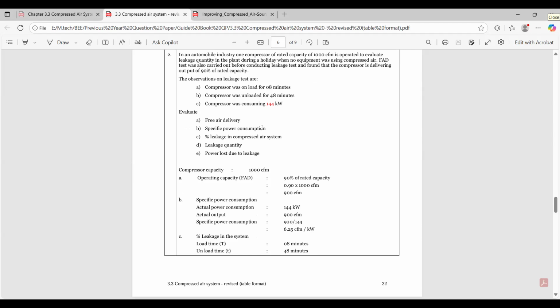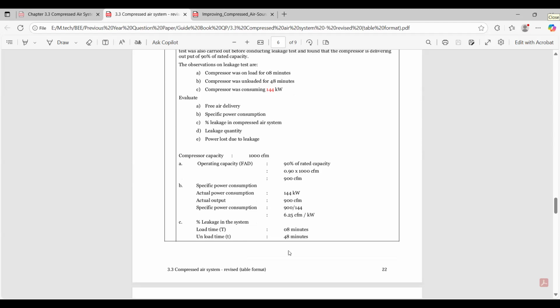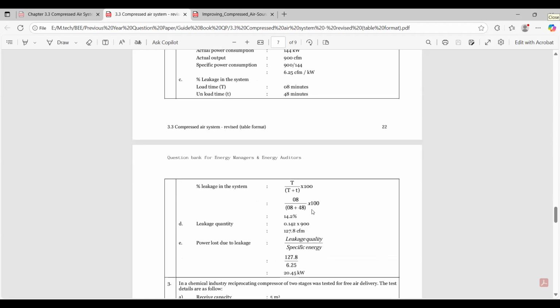Then they have asked us to calculate percentage leakage. They have given 8 minute load timing and 48 minute unload timing. So percentage leakage is T by (T plus t) into 100: 8 divided by (8 plus 48), which is 56, into 100. Around 14.2% is leakage. Quantity of leakage is 14.2% into 900 CFM, the operating CFM, so there is around 127.8 CFM as leakage.